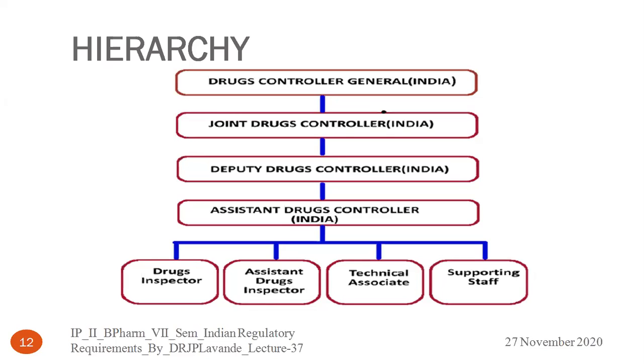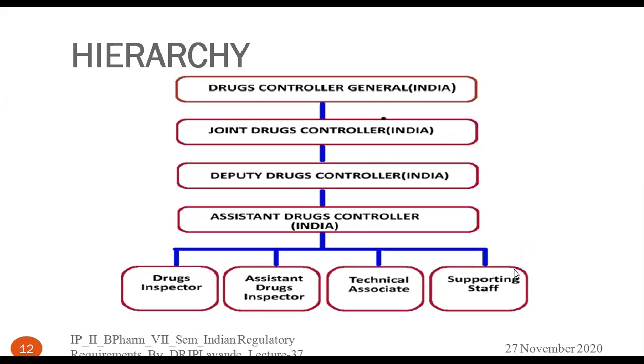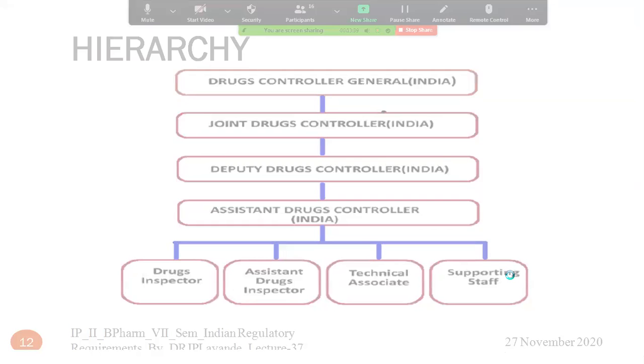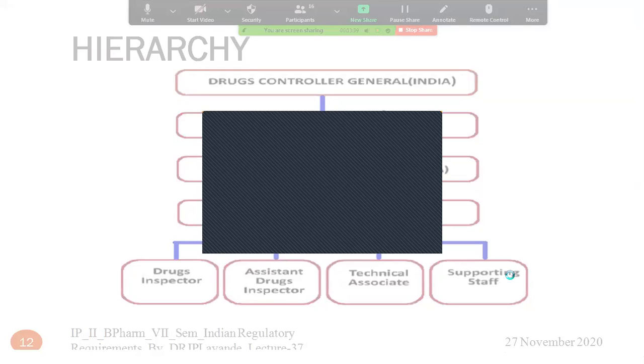The Joint Drug Controllers are supported by the Deputy Drug Controllers of India. The Deputy Drug Controllers are supported by the Assistant Drug Controllers of India. And these Assistant Drug Controllers are supported by the drug inspectors, assistant drug inspectors, technical associates, and the different supporting staff. So this is the hierarchy associated with the CDSCO and its functioning.